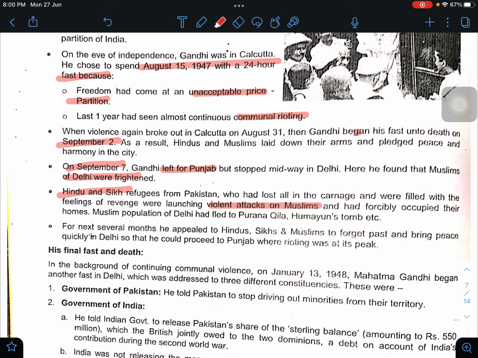They had forcibly occupied their homes. The Muslim population of Delhi had fled to Purana Qila, Humayun's Tomb, etc. For the next several months, he appealed to Hindus, Sikhs and Muslims to forget the past and bring peace quickly in Delhi, so that he could proceed to Punjab, where rioting was at its peak.